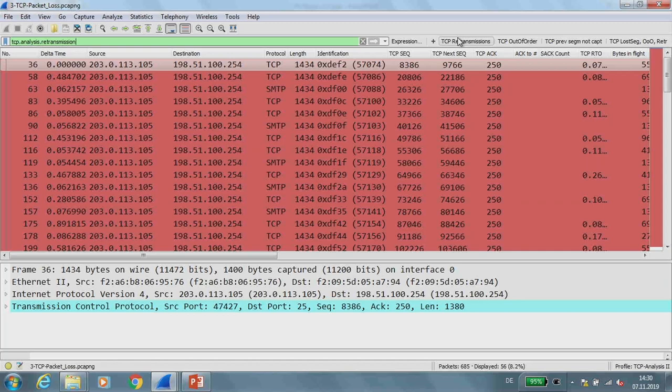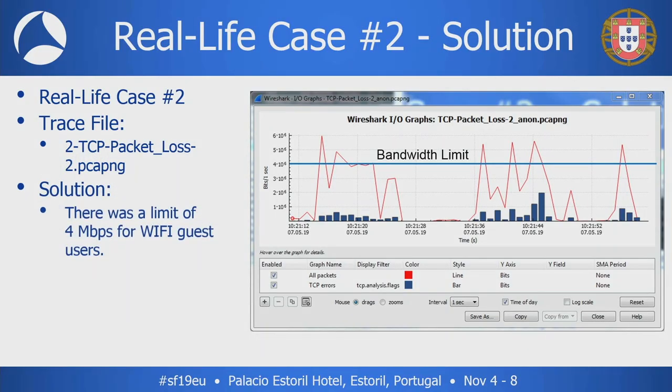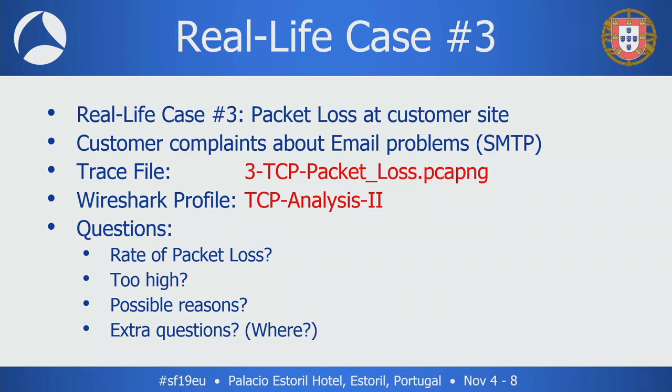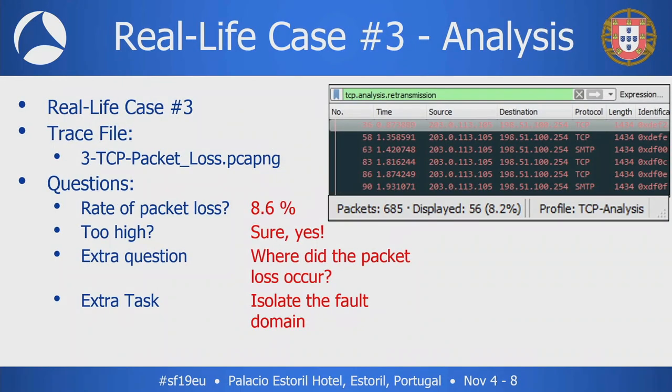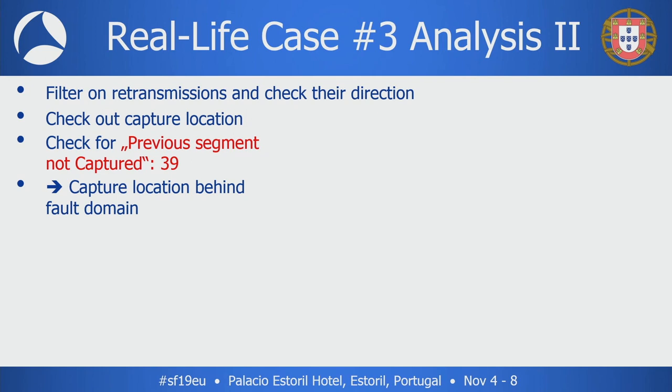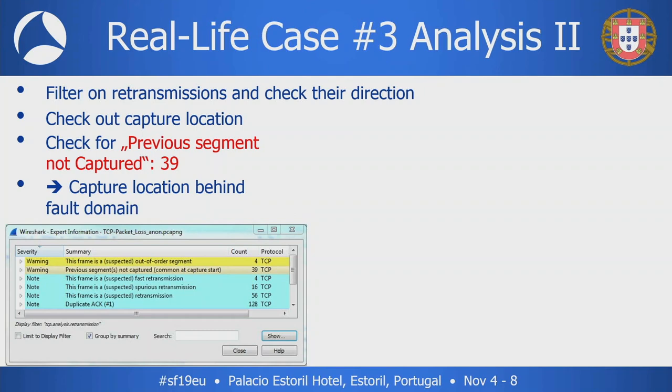Now, the network map for that customer was... By the way, the application was SMTP, and we had 8.6%. Now, what can we do? We need to figure out where the packets have actually been captured. We get a total of 39, and just 56 retransmissions. Now the question is, where was this recorded?